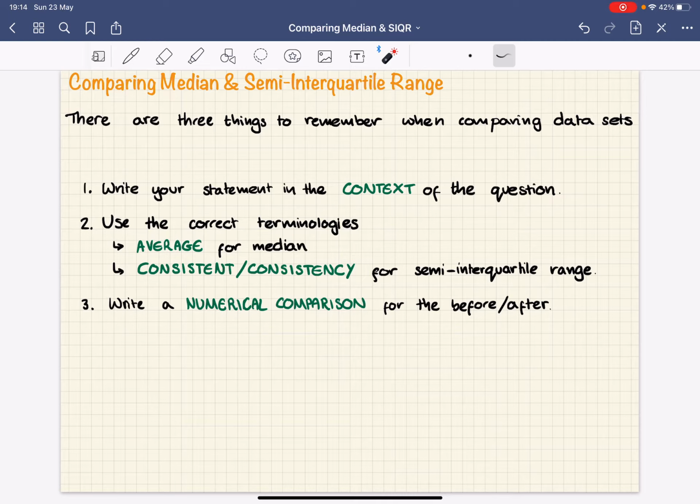Now the key thing to also keep in mind is the consistent and the consistency one. You've got to think about it this way. If you have a smaller semi-interquartile range, that means the numbers are going to be closer together, which means that's actually going to be more consistent. So that's the one which often throws a lot of people off, but you must use these bits that I've got in the green in each part of your statement in order to get the mark for it. So let's take a look at a couple of examples.